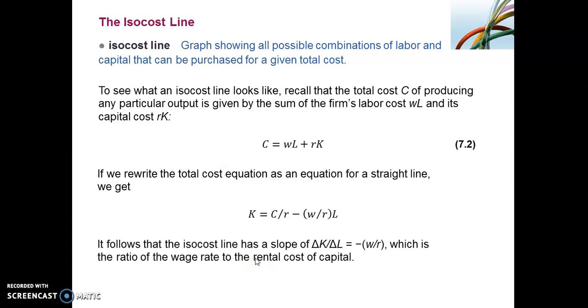So it follows that your slope, as you would have for any straight line function, is your change in your vertical axis over your change in your horizontal axis. So the change in your capital over your change in labor is equal to the negative ratio of your input prices, W being the price of labor and R being the price of capital. So you can see that the ratio of your wage rate to your rental cost of capital gives you the slope of your isocost line.